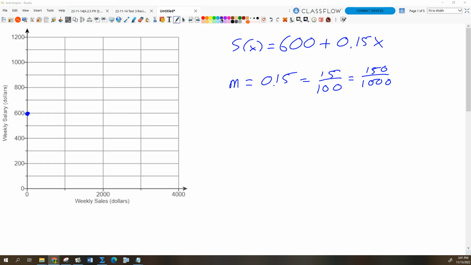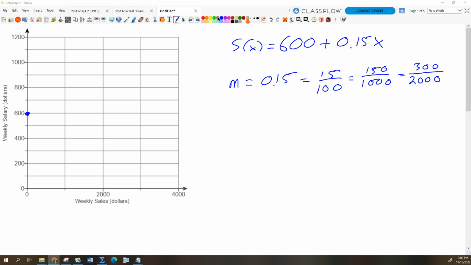So we're getting there. How could I tweak it a little bit more? Because I'm going by hundreds on the vertical axis, thousands on the horizontal axis. Double the top and the bottom, right? If I multiply the top and the bottom each by 2, I'm going to write that fraction as 300 over 2,000. That would be convenient, wouldn't it? Now, look what that would do.